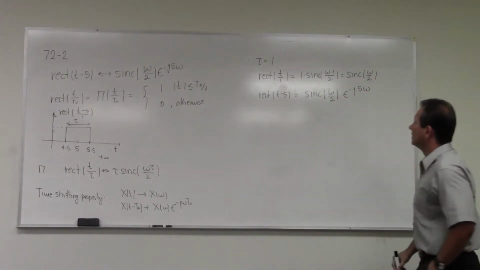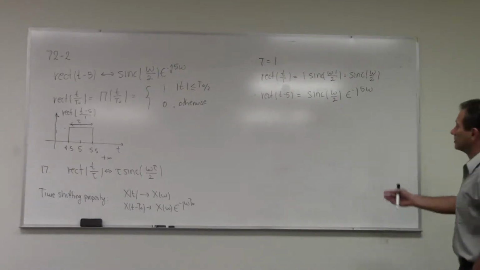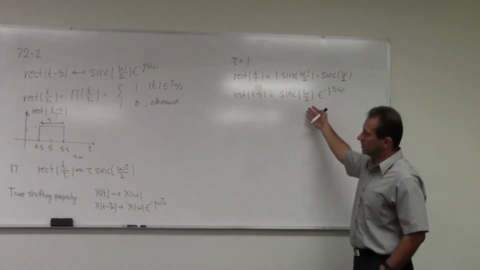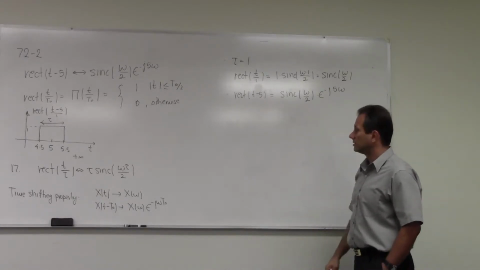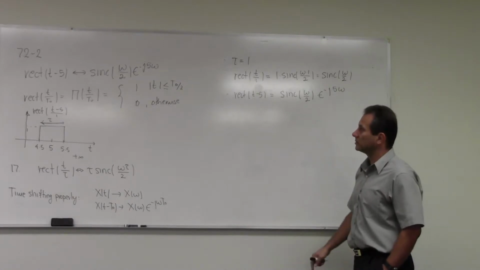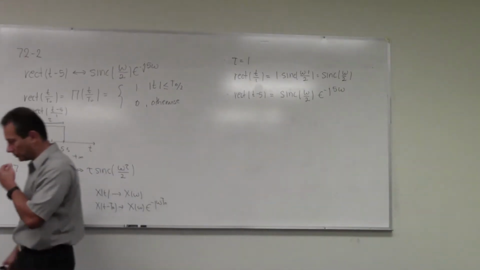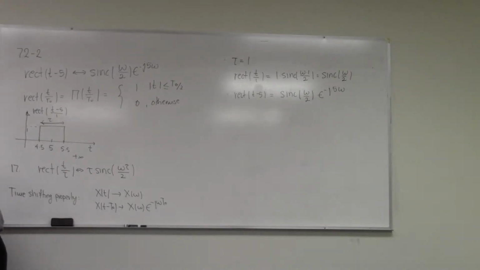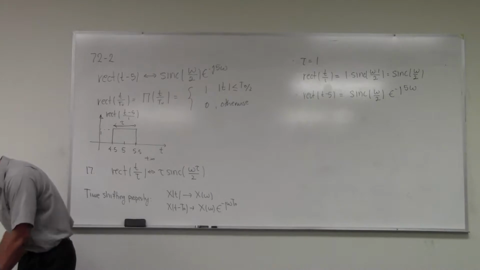And this is how somebody experienced with the Fourier transform would do it. Because we all know this time delay property, the time shifting property, and it's easier to do it this way and less prone to mistakes. So this is problem 722. Let's look at the next one.